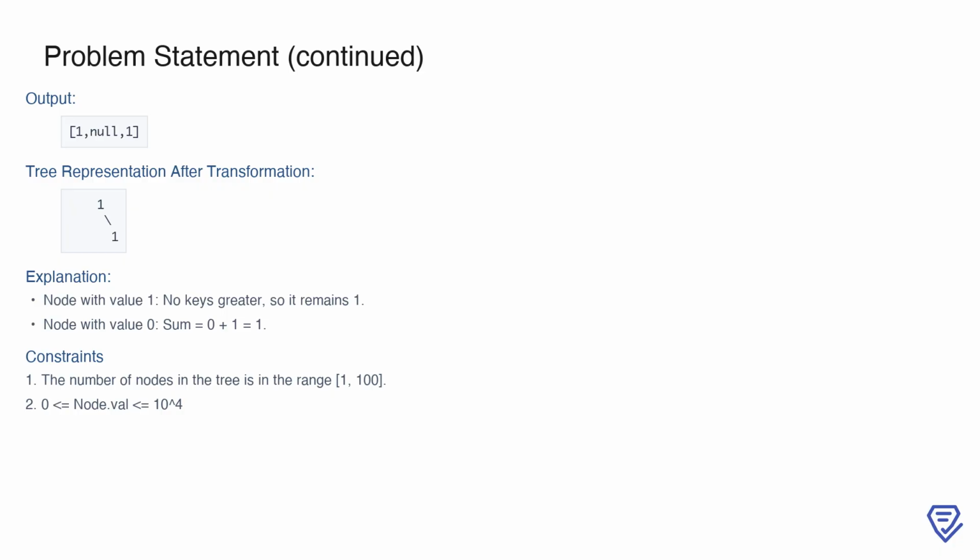The updated tree reflects the cumulative sum of values, starting from the largest. For the node with value 1, there are no greater values, so it remains 1. For the root node with value 0, we calculate 0 plus 1, which results in 1. This example demonstrates how the transformation works even in smaller or less balanced trees.